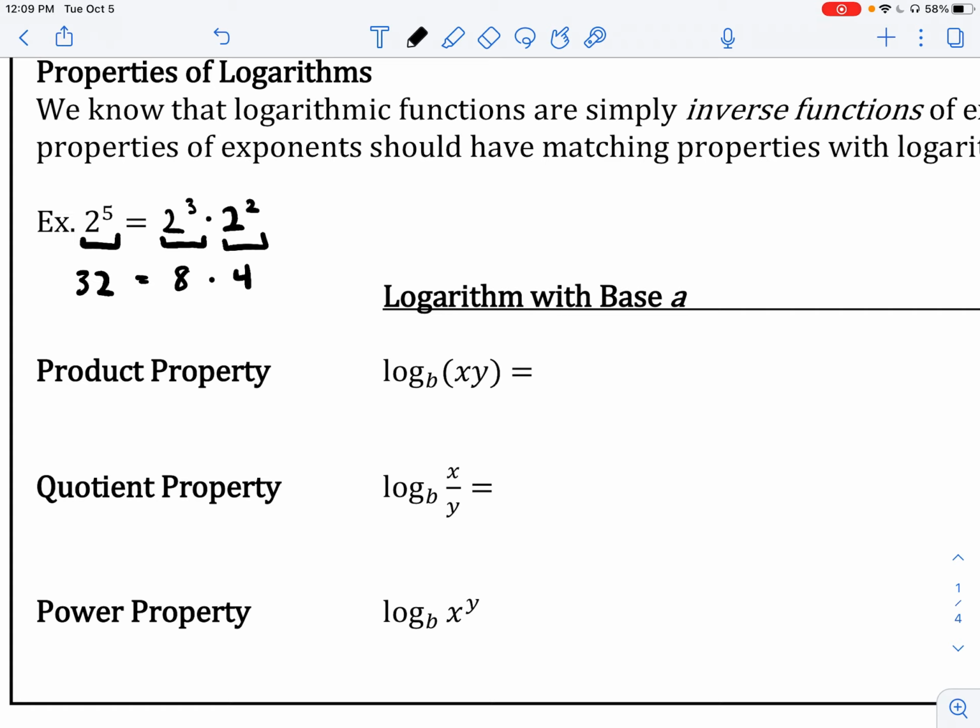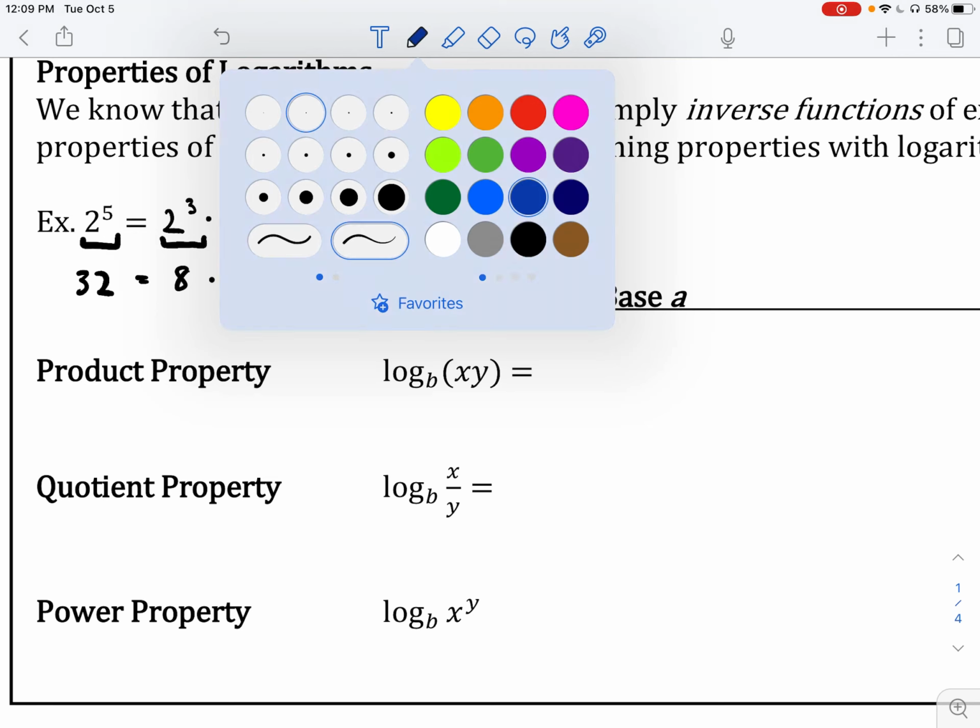So the exponent property, the product property for exponents, said that if we're multiplying two exponents that have the same base, this is equivalent to adding those powers. We can also do that, where this is 2 to the 5th power. So again, if there are properties for exponents, it should follow that there are properties for logarithms. So what would that look like?